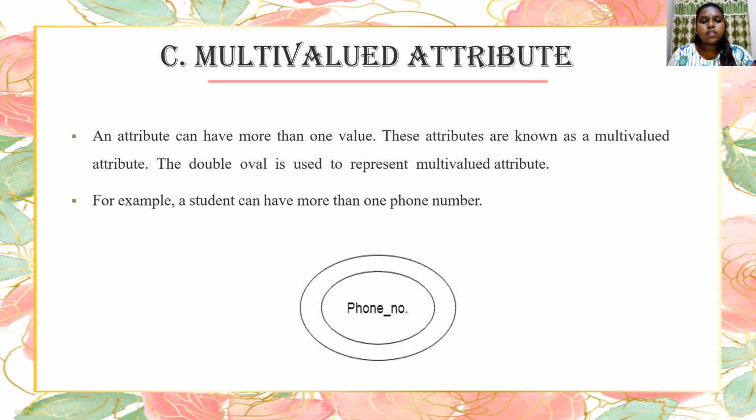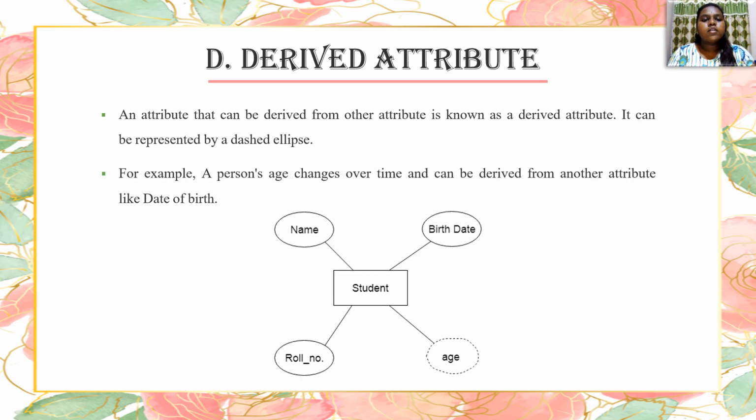Multi-valued attribute can have more than one value. The double oval is used to represent a multi-valued attribute. For example, a student can have more than one phone number. An attribute that can be derived from another attribute is known as a derived attribute. It is represented by a dashed ellipse. For example, a person's age changes over time and can be derived from another attribute like date of birth.